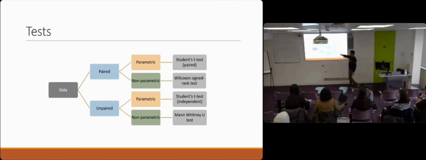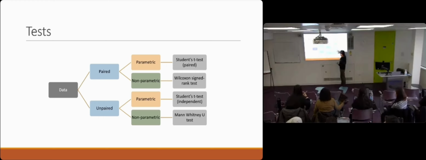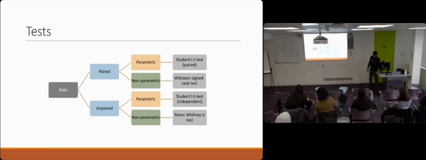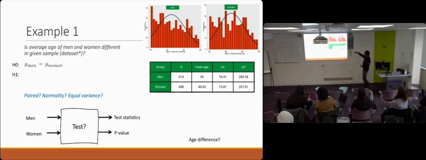No, if it is normally distributed, we go for a parametric test. We already are here, right? It's independent. This is dependent. Parametric. If it is normally distributed, we go for a parametric test. The parametric test is the student t-test, independent, right? So in this case, we will perform a student t-test.